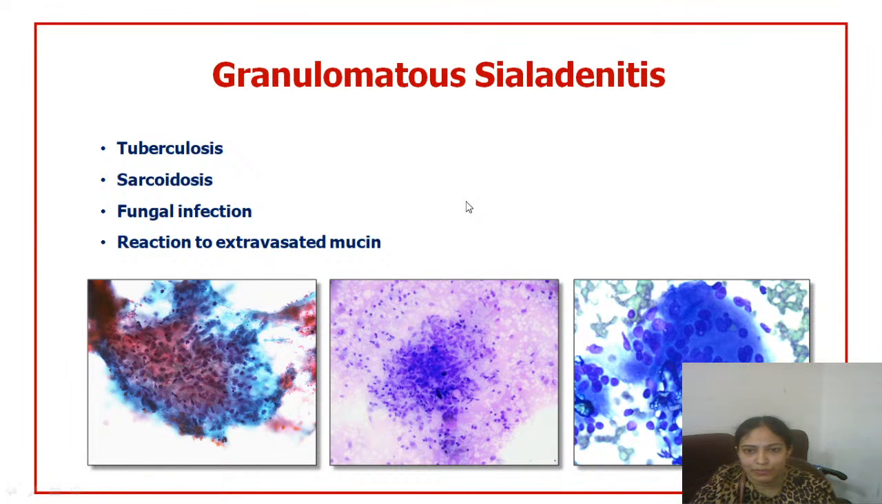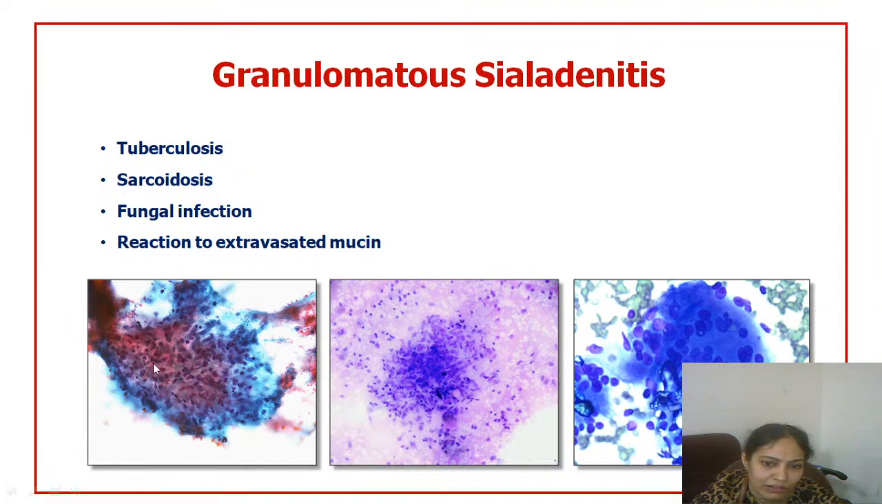Next, coming to granulomatous sialadenitis. In our country, the most common cause of granulomatous inflammation at any location is tuberculosis. But you can also get granulomas in the salivary glands in sarcoidosis, in fungal infections, and also when you have a mucocele or extravasated mucin, where you can get a reaction to the extravasated mucin in the form of granulomas.